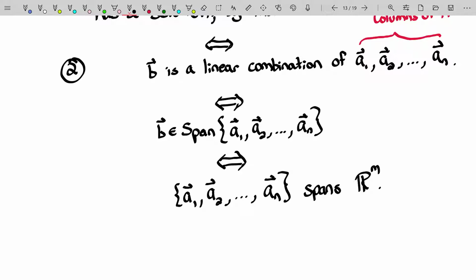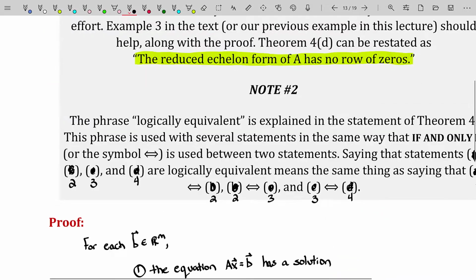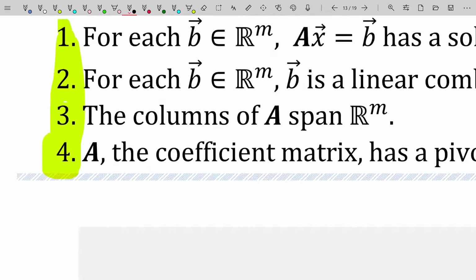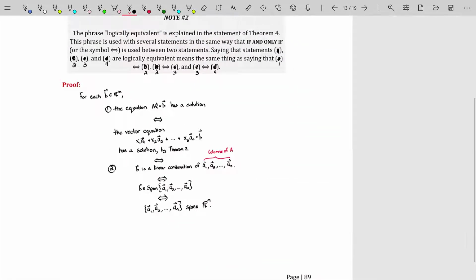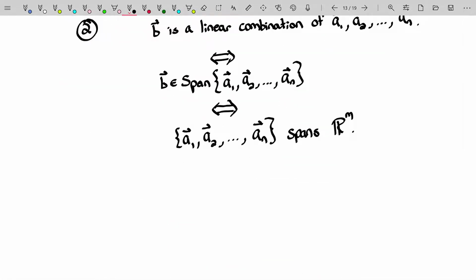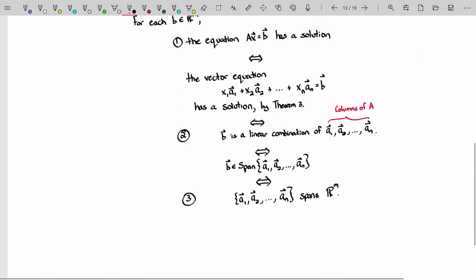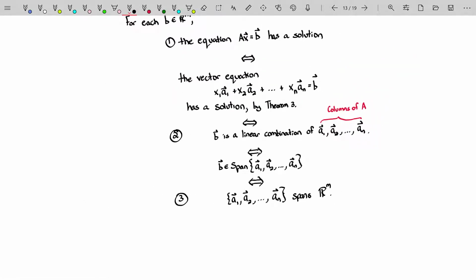But if you look at the theorem that we have up above, the columns of A span R^m. They will generate all of R^m is basically what that means. And so we have that same statement here. The columns of A, which is not basically, but exactly what this is, spans R^m. So we have actually proven through if and only ifs that 1 is true if and only if 2 is true, if and only if 3 is true. So these three statements are now logically equivalent.